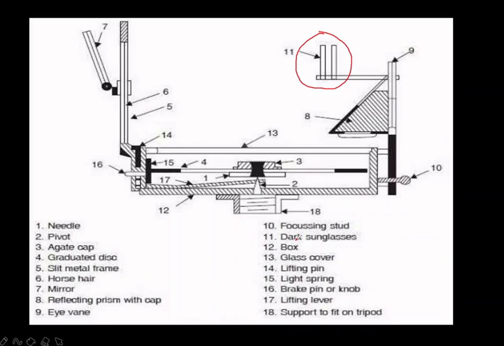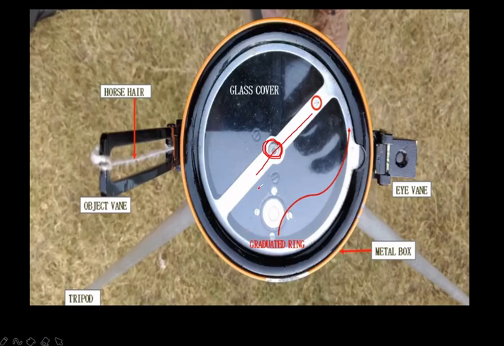Okay, next, the twelfth is the box. This is the box arrangement, the outer periphery. Thirteenth is the glass cover, which you saw here. This is the glass cover, and the box is this one, the orange colored circular part. This is the eye vane. Here your prism will be there. It comes upwards when it is tilted. This is the site where the prism is present.